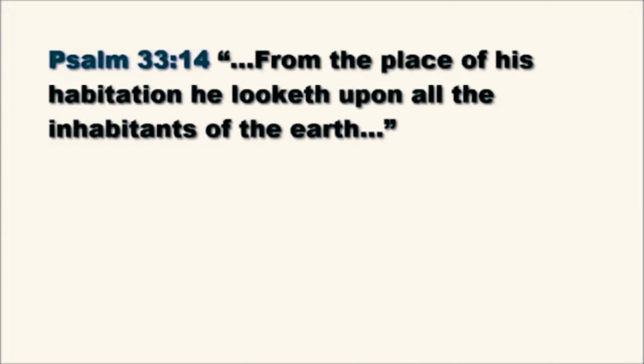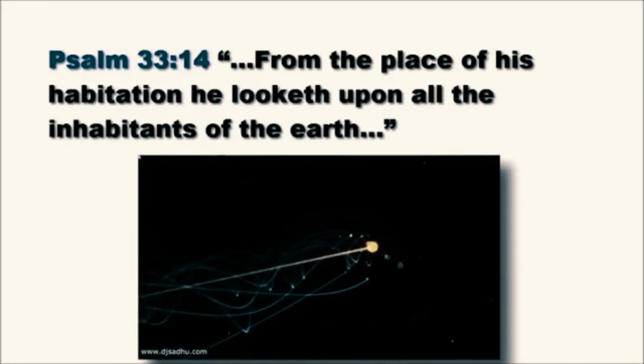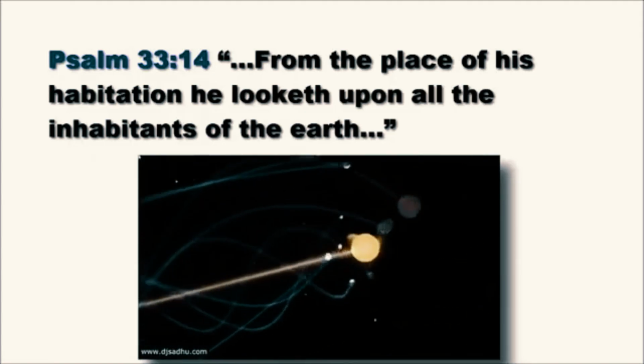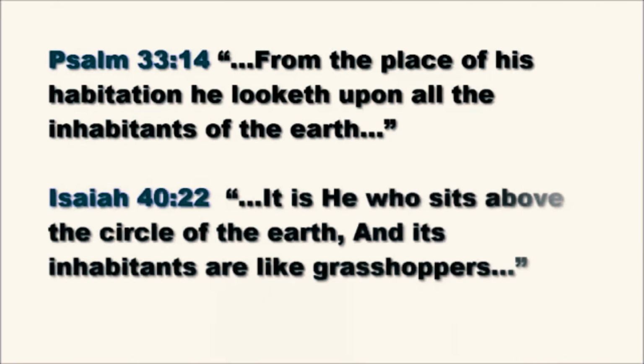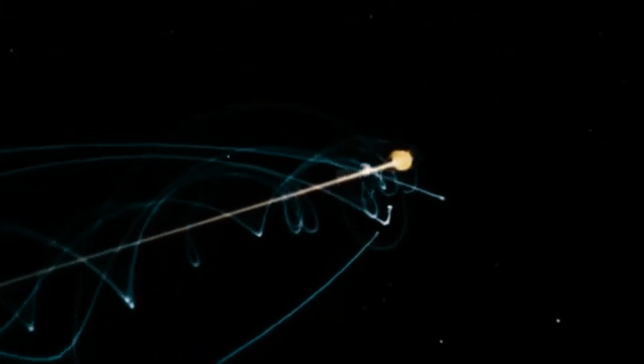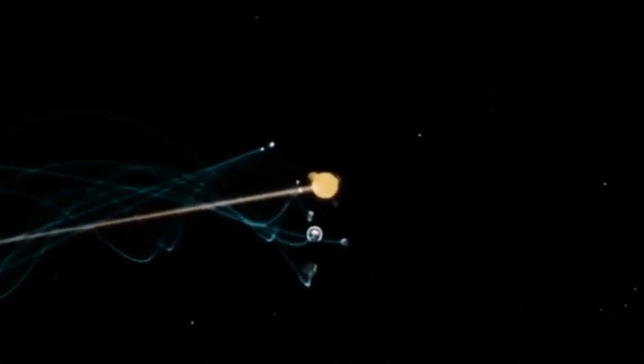Number 7, grasshoppers. Psalm 33 verse 14, "From the place of his habitation he looks upon the inhabitants of the earth." You can't do that on a 13.8 billion light year across universe. It's a dome. Isaiah 40 verse 22, "It is he that sits above the circle of the earth, and its inhabitants are like grasshoppers." If you're outside the expanding heliocentric universe, then we wouldn't resemble grasshoppers. The entire galaxy would resemble a speck. It's a dome over a flat earth.